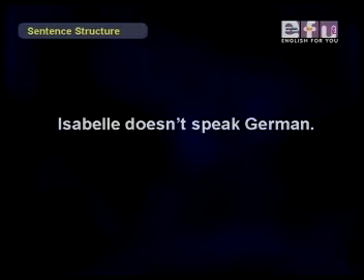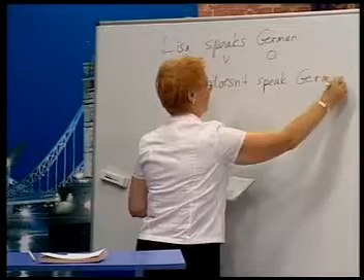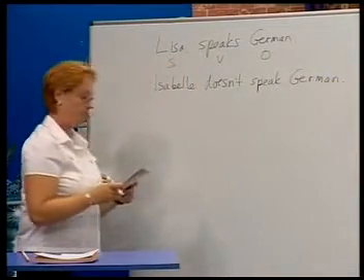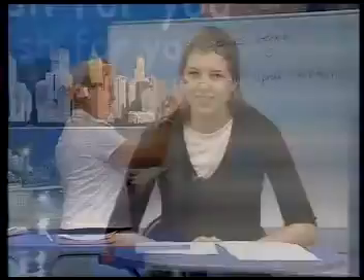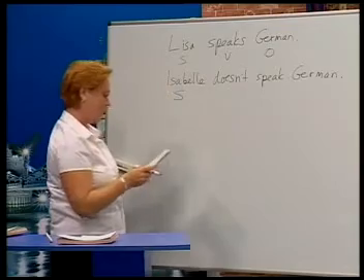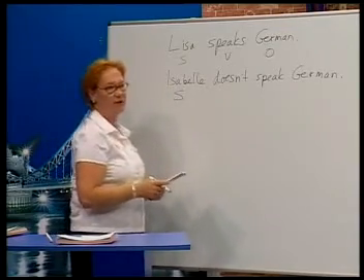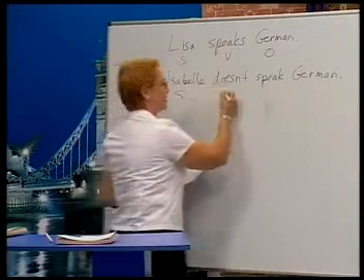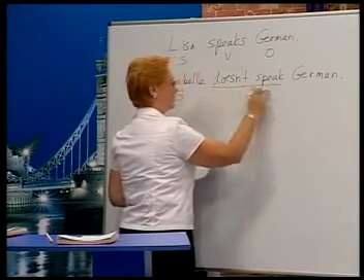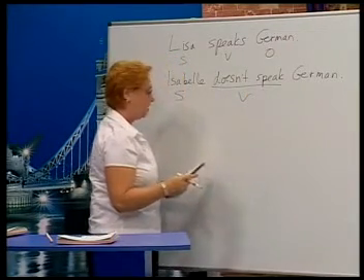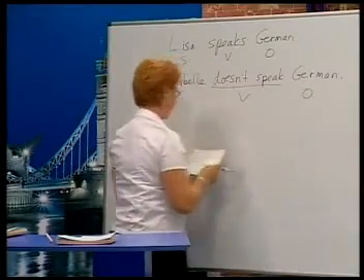Isabel doesn't speak German. Okay, here we go. Isabel, what is the subject? Isabel. Okay, Ali, what's the verb? Doesn't speak. Yes, this is the verb, 2 words. And Lisa, what is German? The object. Yes, good. Okay, one more.